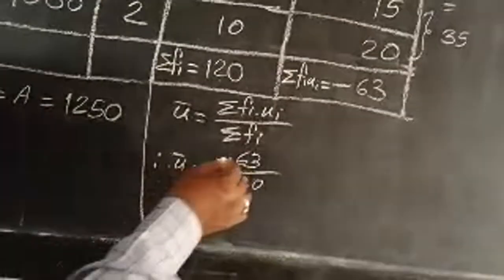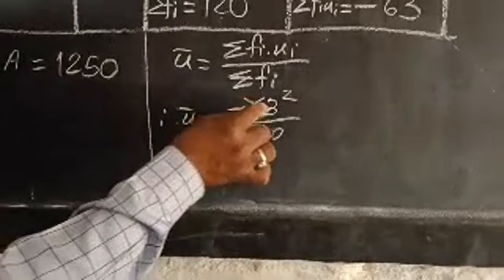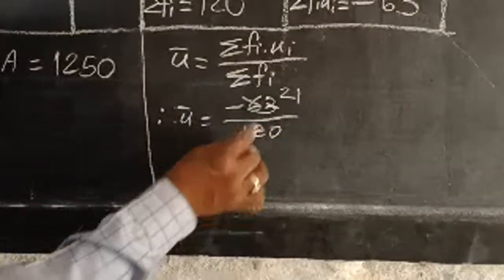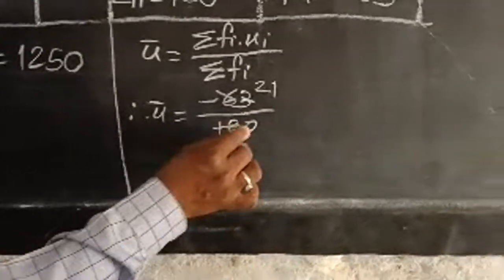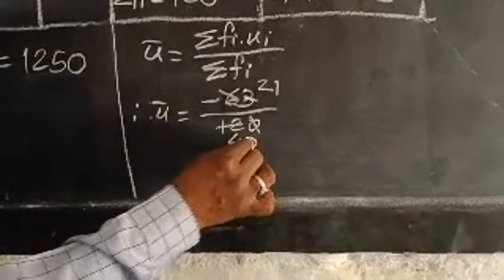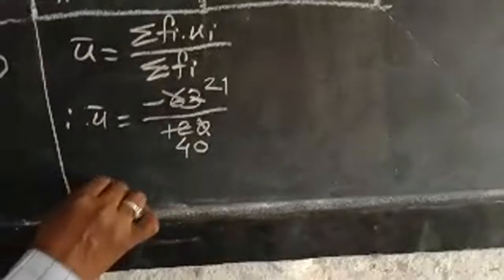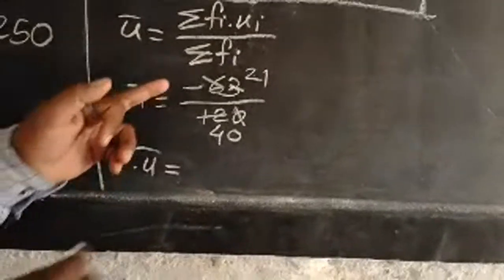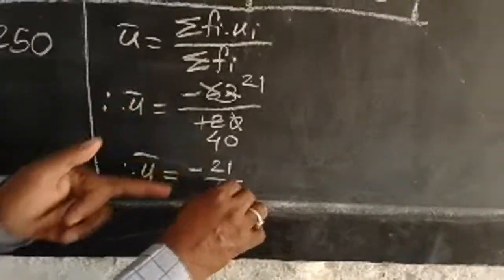3 divide here. 3 2s are 6. 3 1s are 3. 3 4s are 12. 3 0 is 0. Therefore, U bar is equal to minus 21 divided by 40.